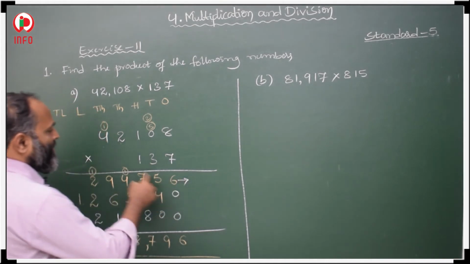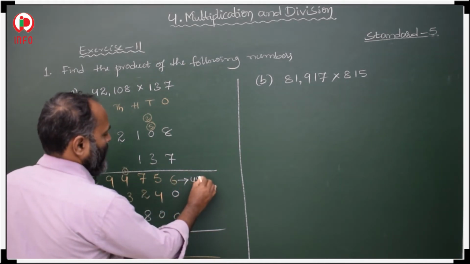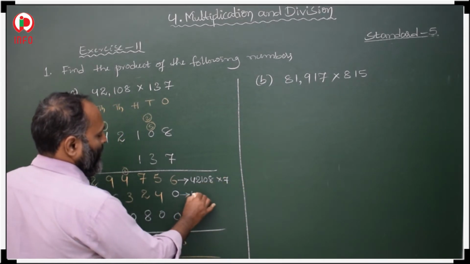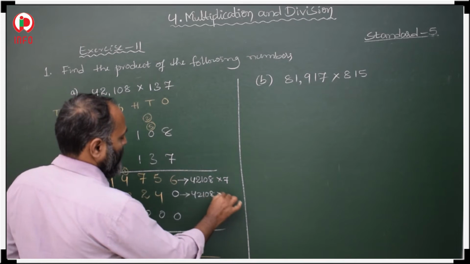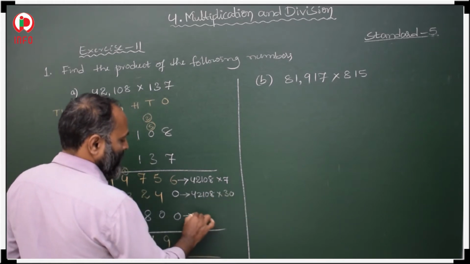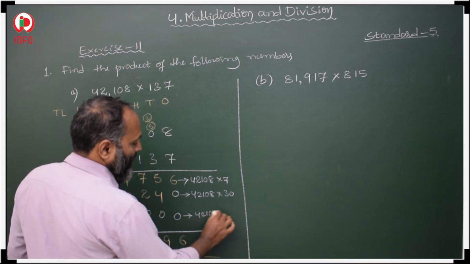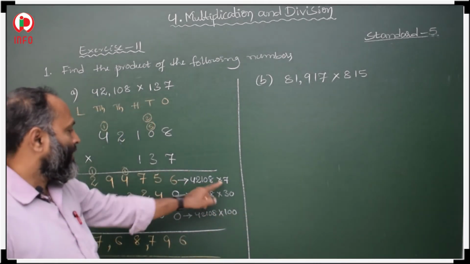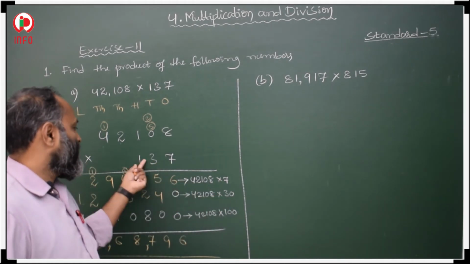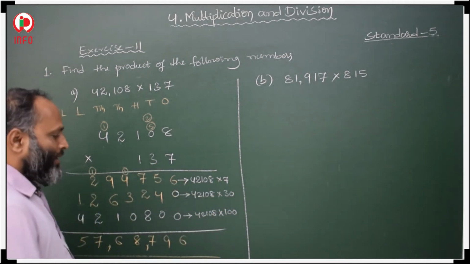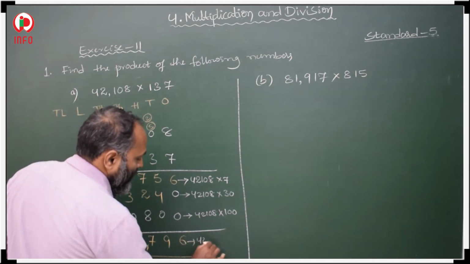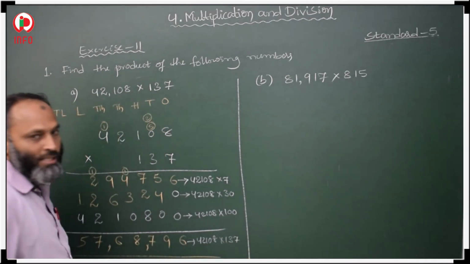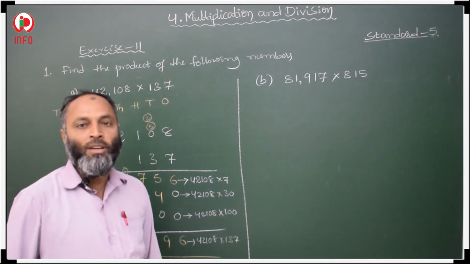Now what is this? This is the product of 42,108 with 7. This is the product of 42,108 with 30. This is the product of 42,108 with 100. This is with 7, this is with 30, this is with 100. Now this is the product of 42,108 with 137. Okay.